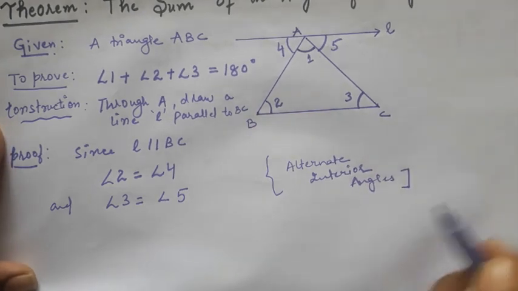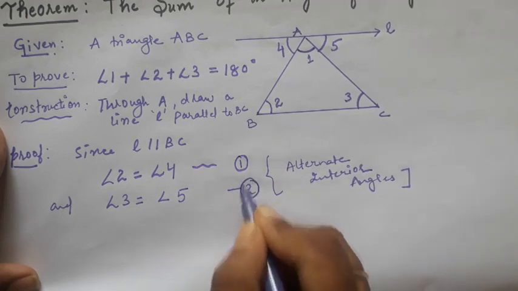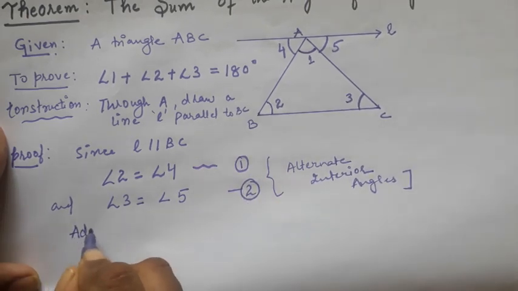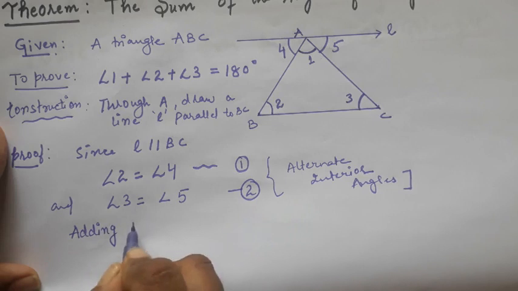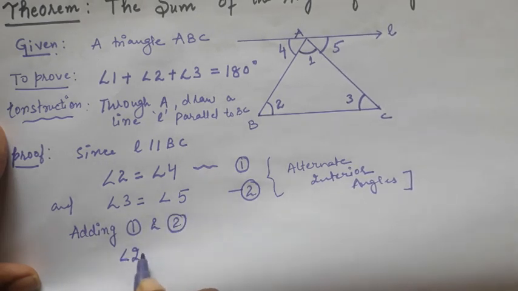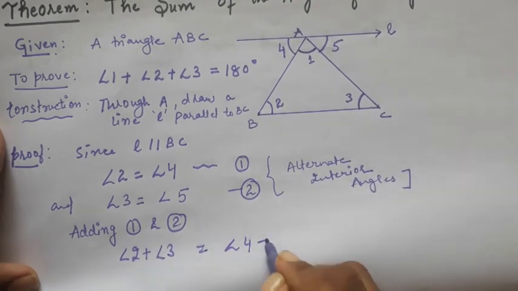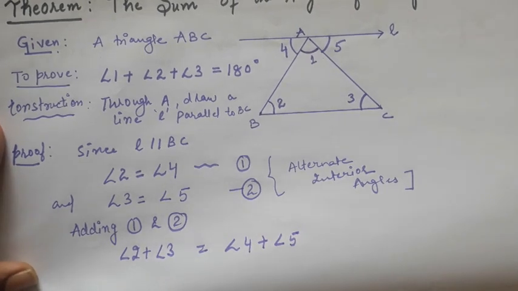Okay, now we'll put this as equation number 1 and this as 2. Now we'll add 1 and 2. We'll get angle 2 plus angle 3 is equal to angle 4 plus angle 5. Till here I think it is clear.